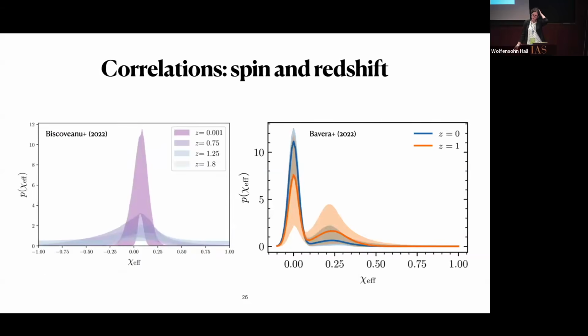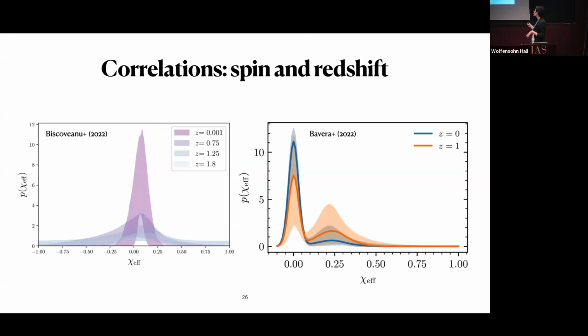Okay, and then another correlation that people have studied is between spin and redshift. There are some hints at the spin distribution also getting broader at higher redshift compared to low redshift. So this is in this paper by Sylvia Biscoveanu and others from a few years ago, where this is the chi-effective distribution at very low redshifts, and then the other colors show it at increasingly higher redshift. So you can see it seems to kind of broaden.